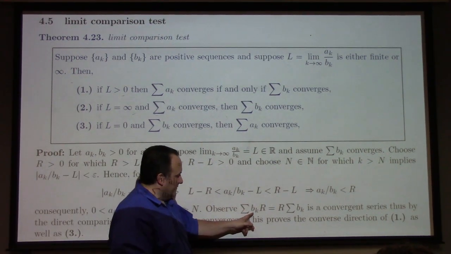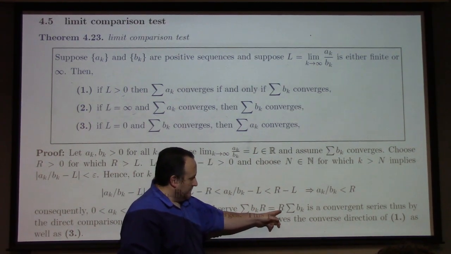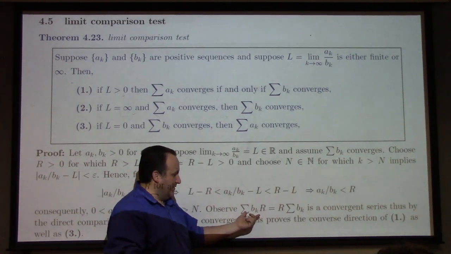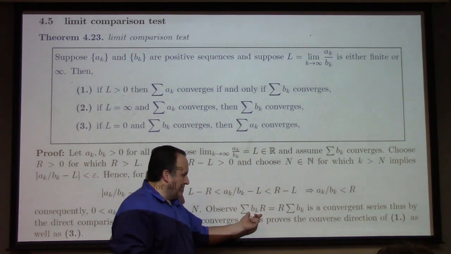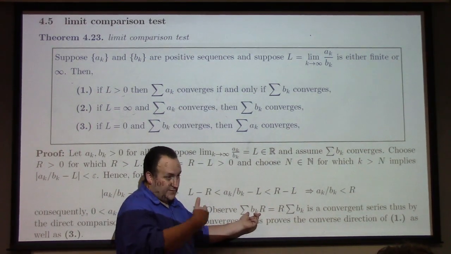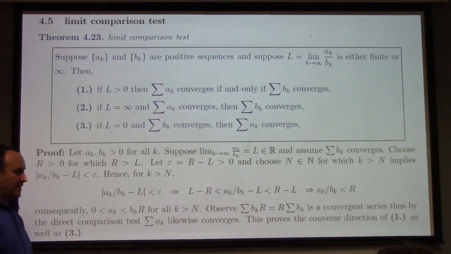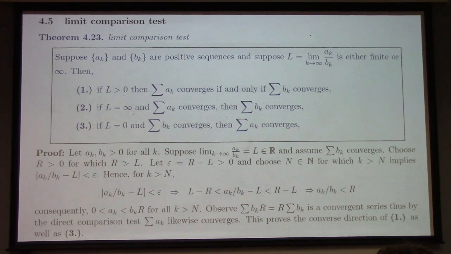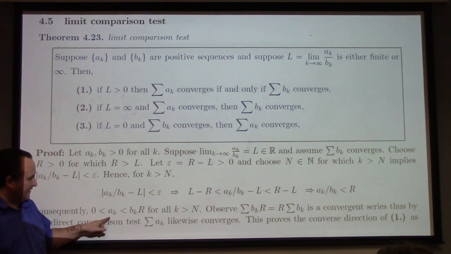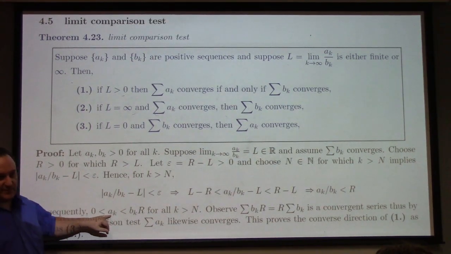The sum of the series R times B sub K is equal to this. We proved that two days ago. Friday? I forget. We proved this before. Remember, if the series converges, a scalar multiple converges. Likewise, we can pull numbers outside the series. So R is just a number, I can pull it out. That's R times a convergent series, which is therefore convergent. Therefore, by the direct comparison test, the larger series converges, therefore the smaller series must likewise converge.